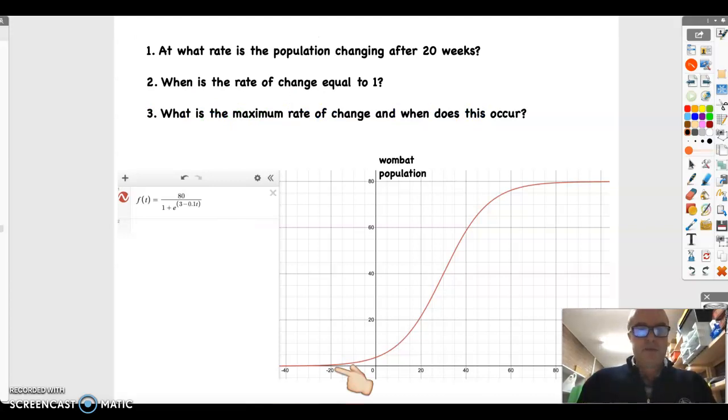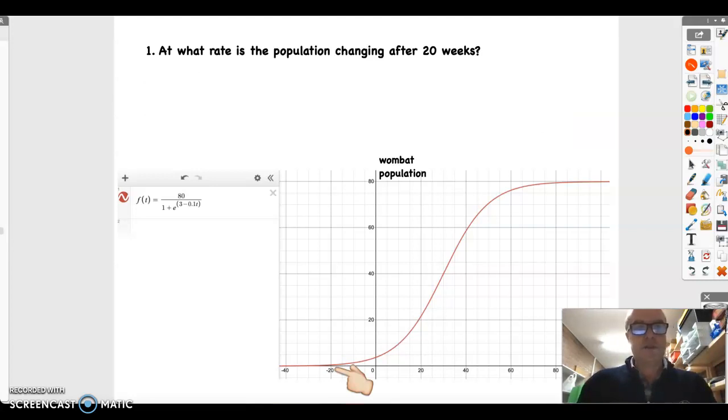For this particular graph or function, I'd like us to look at 3 questions. We're going to work out at what rate the population is changing after 20 weeks. We're going to solve exactly when the rate of change was equal to 1. And 1 what? That's what I'll talk about in a minute. And the third question we'll look at is when was this rate of change a maximum? Exactly when does this occur, and what was that maximum rate of change?